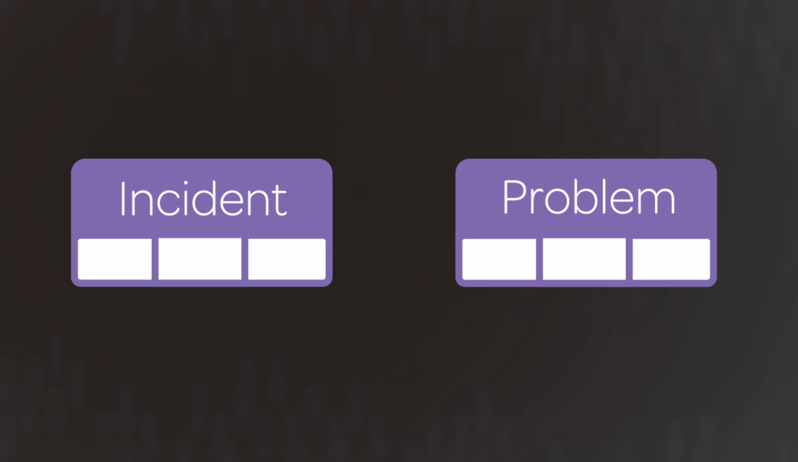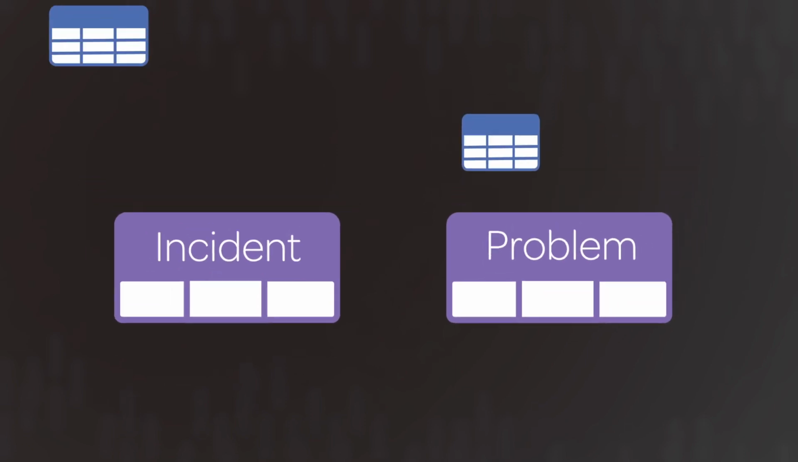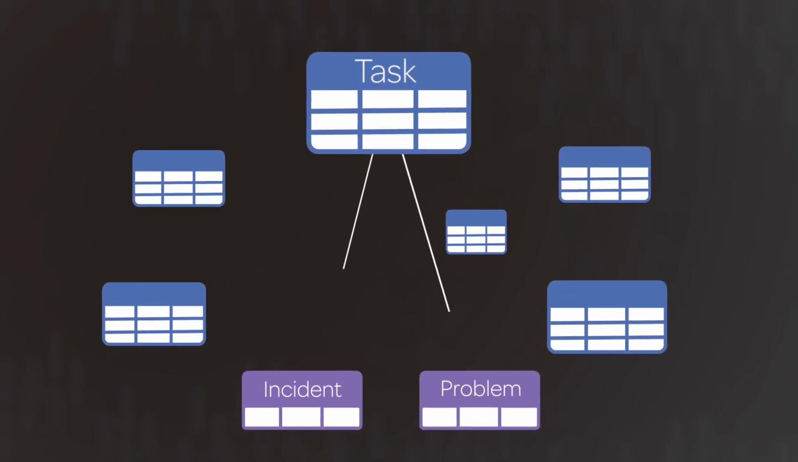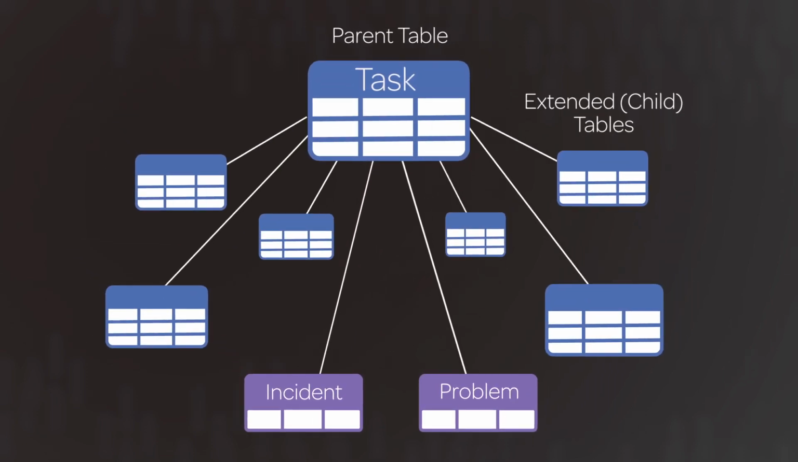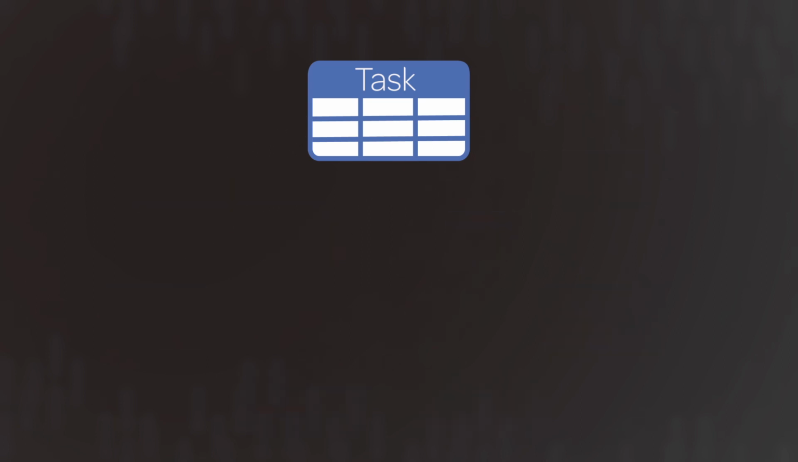Even though each report is based on a single table, both the incident and problem tables, and many others, are extended from the task table. That means they all contain fields inherited from the task table. So to display data from both the incident and problem tables, we simply base the report on their parent table, task. We can get many fields this way.